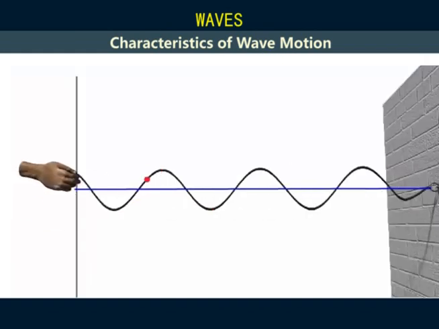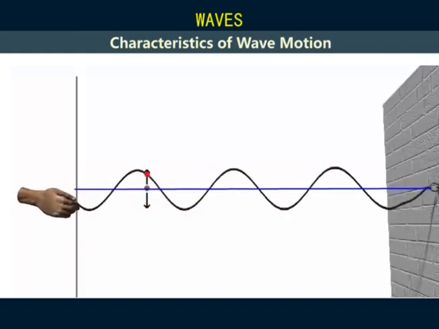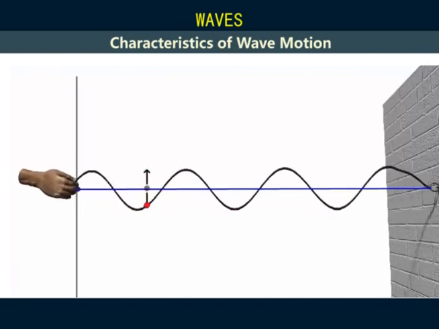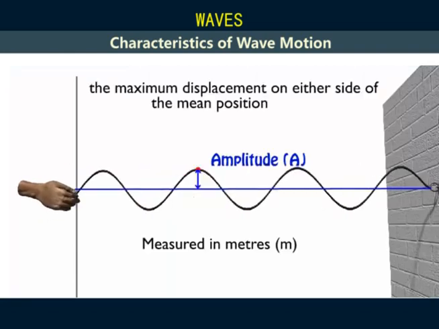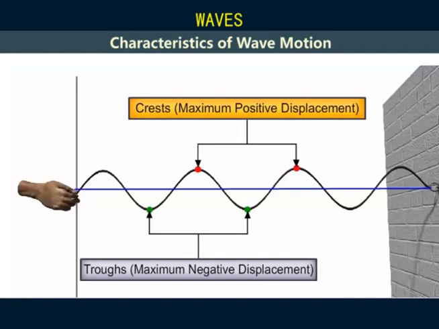We saw in sinusoidal wave that particles vibrate up and down about their mean position. The maximum displacement on either side of the mean position is called amplitude A, measured in meters. The highest point on the positive side is called a crest, and the lowest is called the trough.